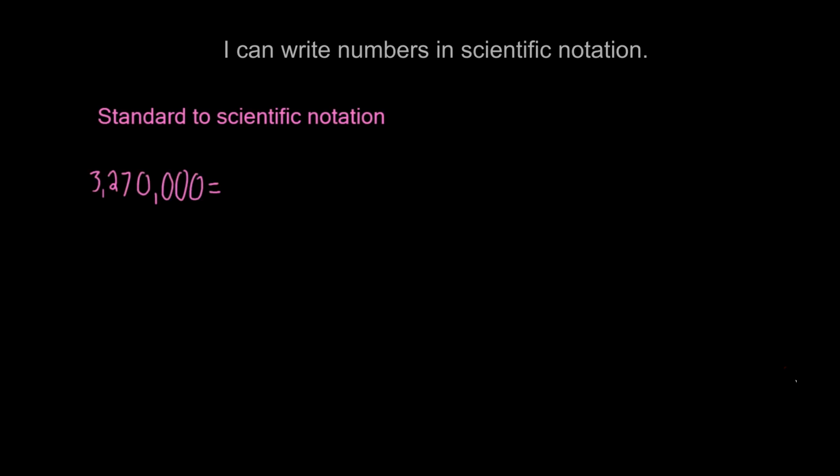So we're given 3,270,000, and that is written in standard notation. So now we're going to convert this into scientific notation. In scientific notation, the first number is always going to be a number greater than 1, but less than 10. So it's just going to be in the ones place. So the first number is going to be 3, okay?